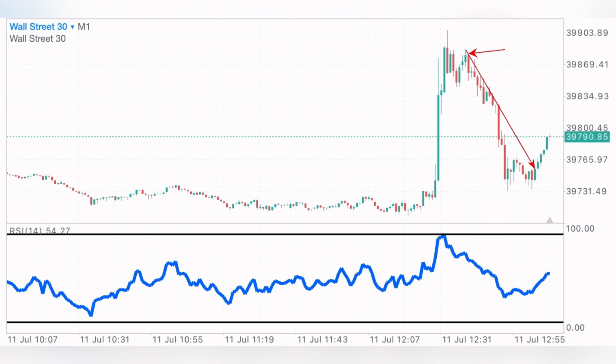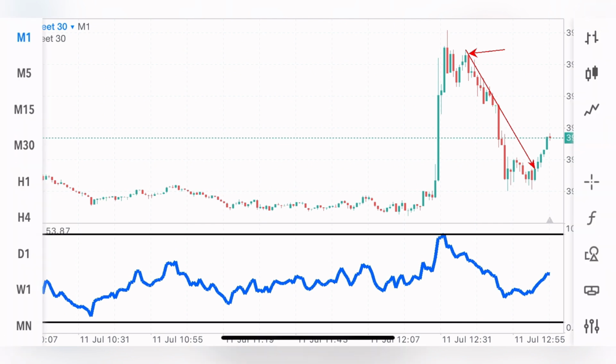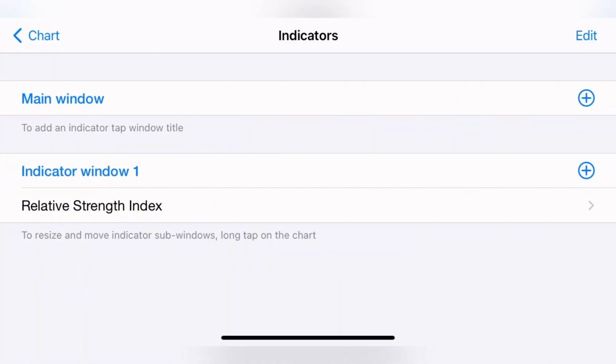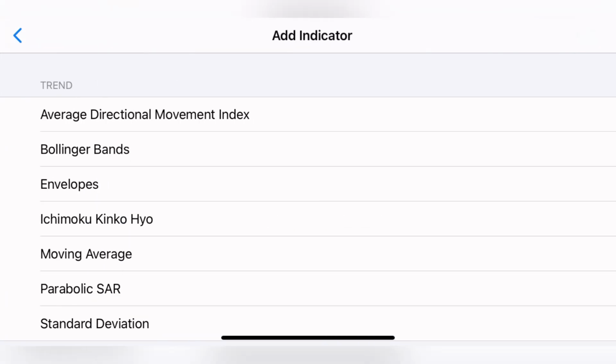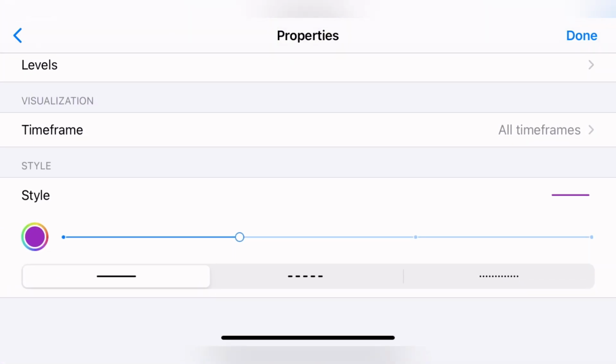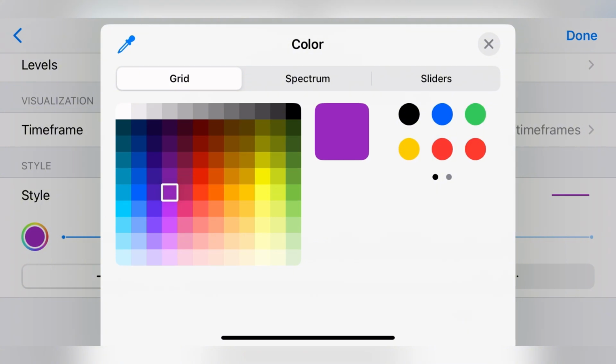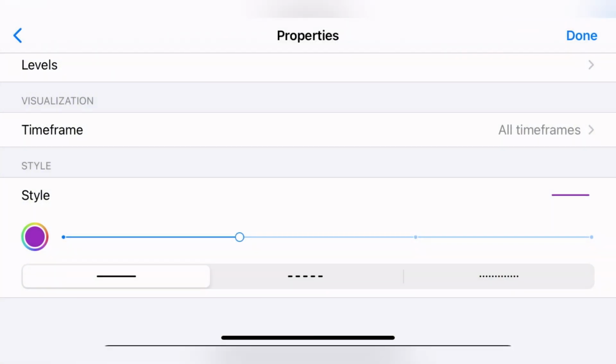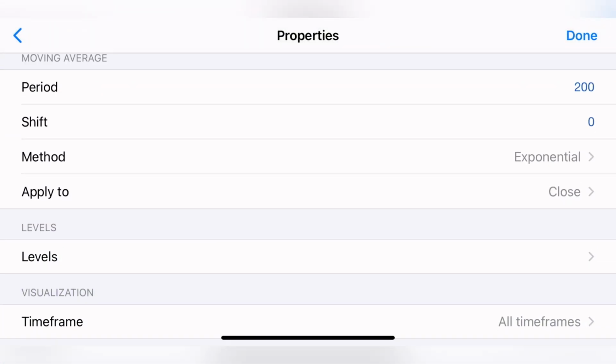Okay, now we're going to put on the moving average. Sorry guys, I'm going to put that on the main window, the moving average here. Period is going to be 200, shift 0. Your method is going to be exponential. We apply to close. The style is 2 pixels, which is this line here, the second one. Then you can use any color of your choice. You can see right here I'm currently using the purple color, as long as you know what you are doing in the market.